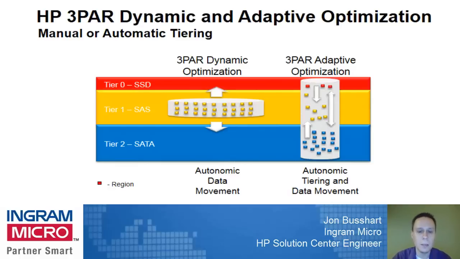It allows you to get the maximum performance for the parts of your data that need the maximum performance, but allows you to save money on storage costs by putting less used blocks of data down on SATA drives. Again, the virtual volume, the volume you present to a system, actually exists across all storage tiers. So let's take a look at this and see how it looks within the 3Par Management Console.